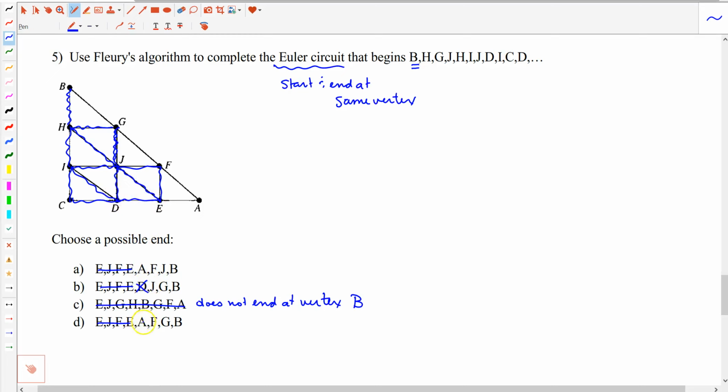Out of these last ones, they both say go to A next, and then F. Now at this point in time, I would not be able to go to J. So that one's out. So this one has to be the right one. We'll go up to G, and then to B to finish this. So that's the only ending that will work.